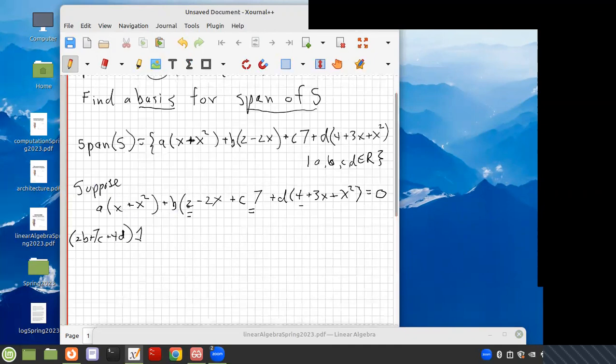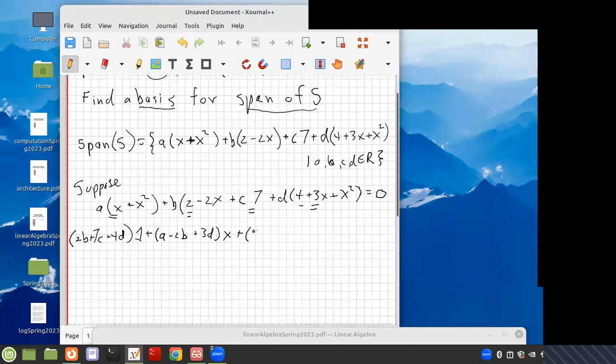So we've taken out the constant terms, 2b, 7c, and 4d times 1. Then we're going to do the terms times x. So here we have a, we have minus 2b, because we're taking all the coefficients, multiplying into b, minus 2b. And here we have plus 3d, times x. So we've gotten an x term from each one of them, or 3 of them.